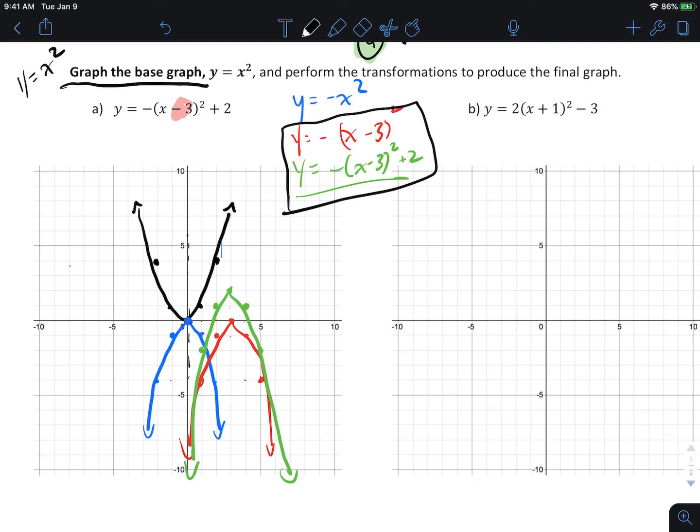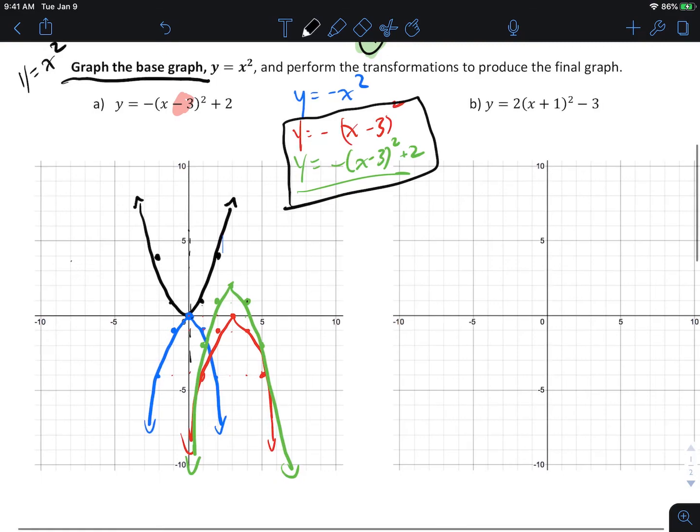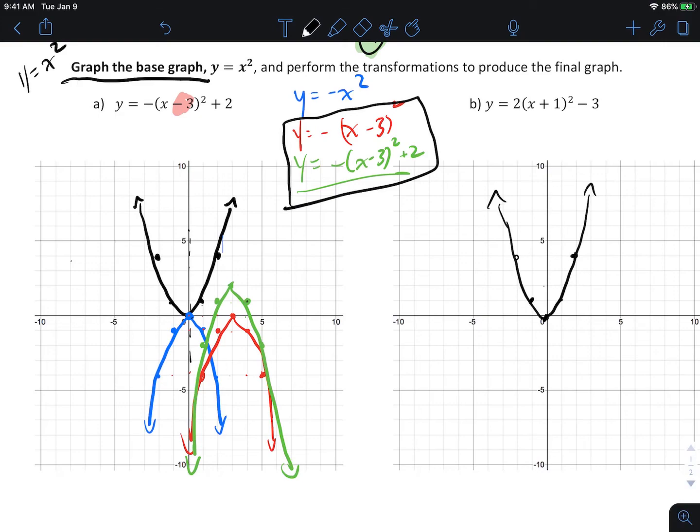So I could go left or right if you want to do this 4 times. Reflect, move right 3, up 2, right? If you wanted to do them all individually, right? Okay. So I'll do the last one again. Like, you're always going to get a point here, or a mark, for drawing this base graph, right? Because there's some work involved in memorizing those points a little bit, right?